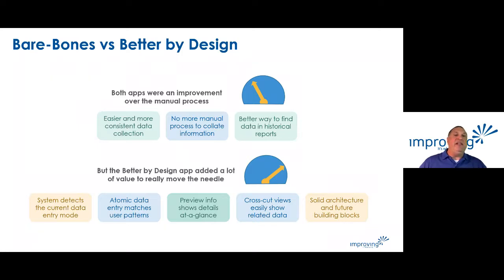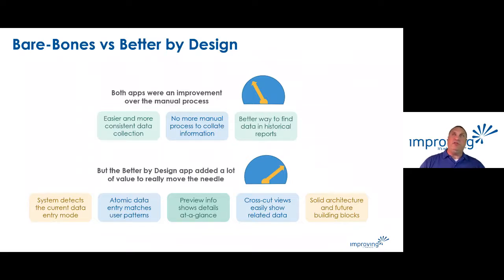We got that atomic data entry matches that pattern. Now, it's more technical terms, but instead of one giant record we're saving with that long scroll, we save the little pieces that people are working on along the way. So much more user-friendly. That preview we just talked about, showing the key details at a glance. Tell me how we're doing overall. Tell me where the bad parts are. Things you can see in just the seconds of looking at stuff.